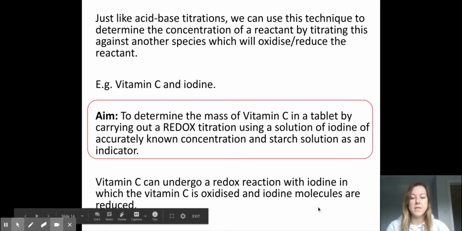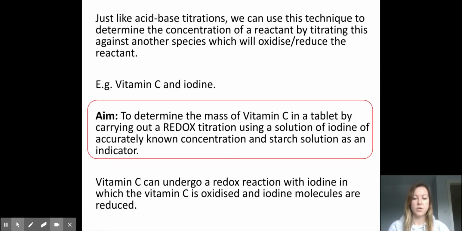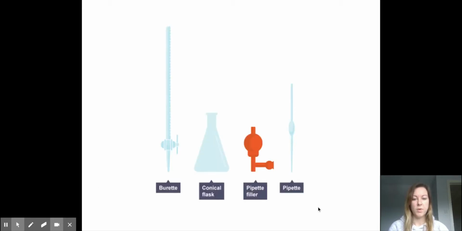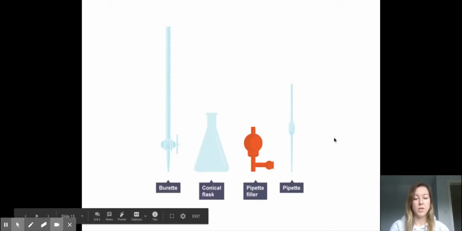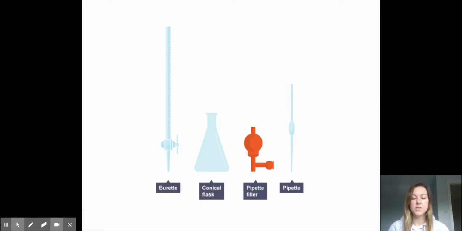So, vitamin C can undergo a redox reaction with iodine, in which the vitamin C is oxidised and iodine molecules are reduced. Now, when you are given questions on this, you will usually be given an equation, and we'll look at that in a wee second. I first of all wanted to draw your attention and just remind you of the different types of glassware and equipment that we use when we are setting up a titration.